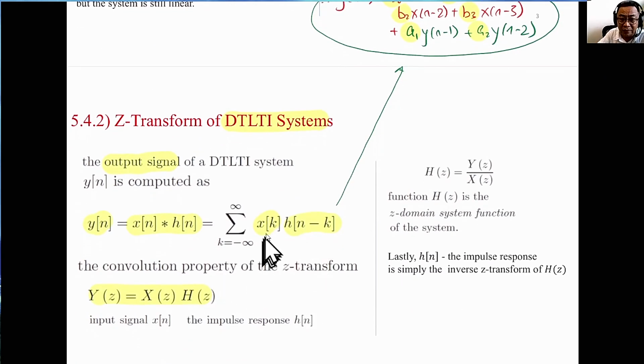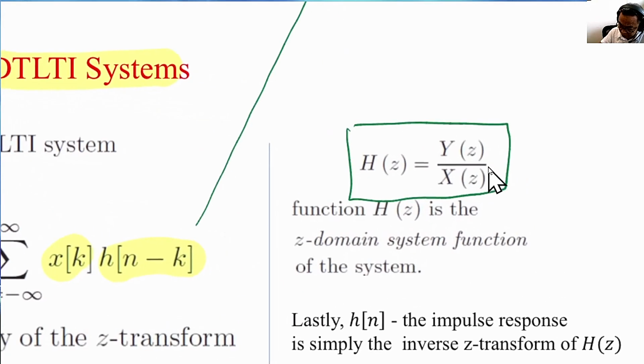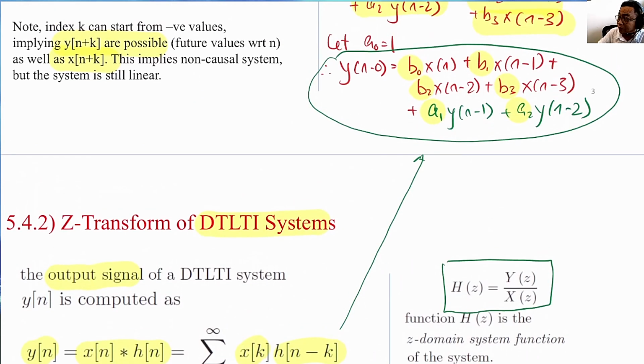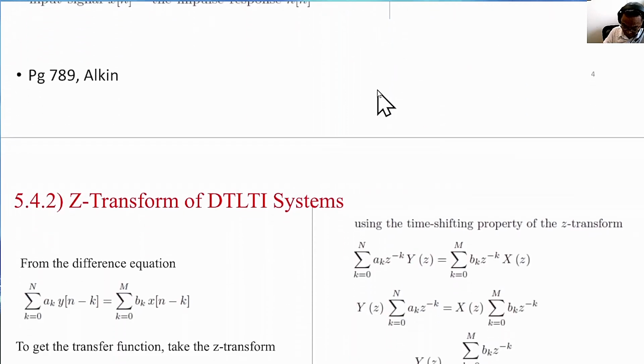We know that h of n is H of z in the frequency domain, and therefore H of z is simply Y of z over X of z. So now the question is how to find H of z. And to do that, we're going to begin with the difference equation and perform the z transform. Let us see how.